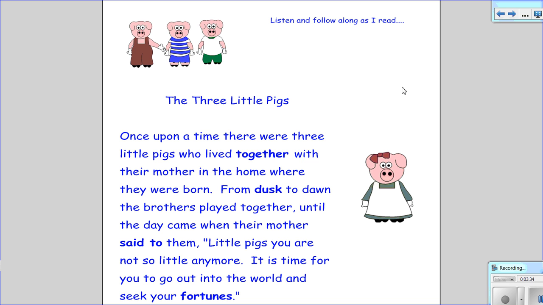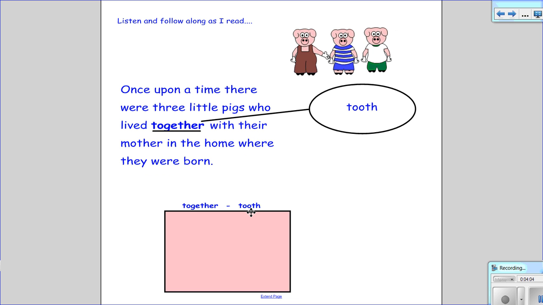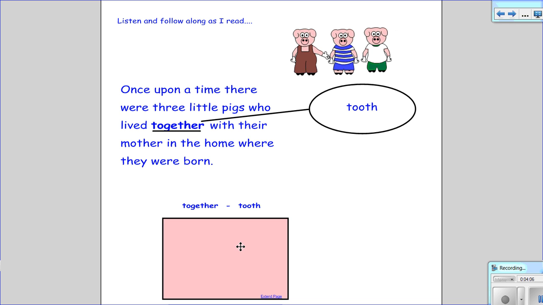Hmm. If you were following along as I was reading, you might have noticed some words that didn't quite sound the same as they looked. Let's take a closer look at those. So right here, we'll start with the first sentence. Once upon a time, there were three little pigs who lived toothed with their mother in the home where they were born. Tooth is right here. And there's that word right there, and there's that word tooth that I used.